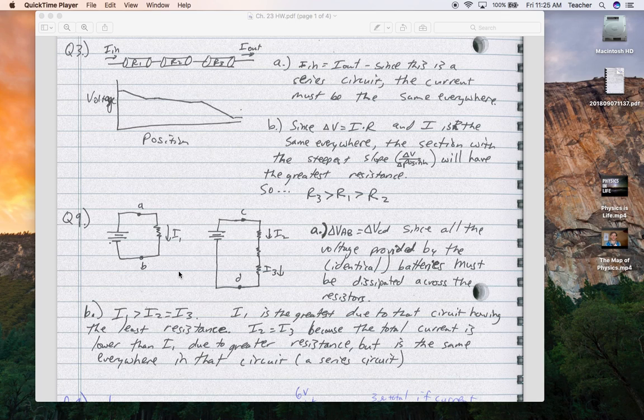Question 9 is here. All the voltage provided by the identical batteries must be dissipated across the resistors. So therefore, the voltage of A to B is equal to the voltage of C to D. I think I'll explain this in class.